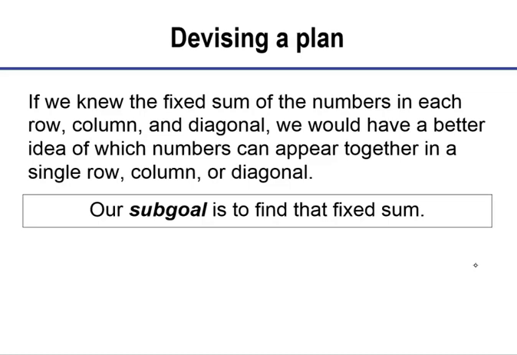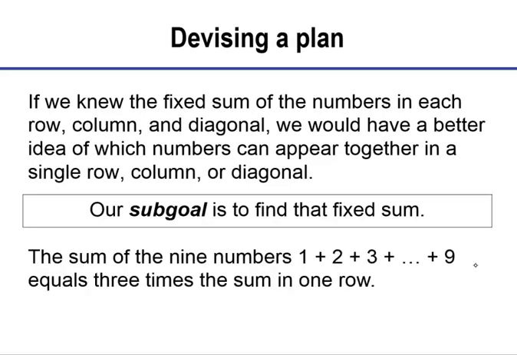How are we going to do that? How do we know what needs to be the total of each row, column, and diagonal? Well, the sum of the 9 numbers, 1 through 9, equals 3 times the sum in one row. Why would that be? Okay, well, you use 3 of the numbers, right? So for each row or each column, each diagonal, you're using 3 of the numbers. So that's why the sum of 1 through 9 is 3 times the sum of one row.